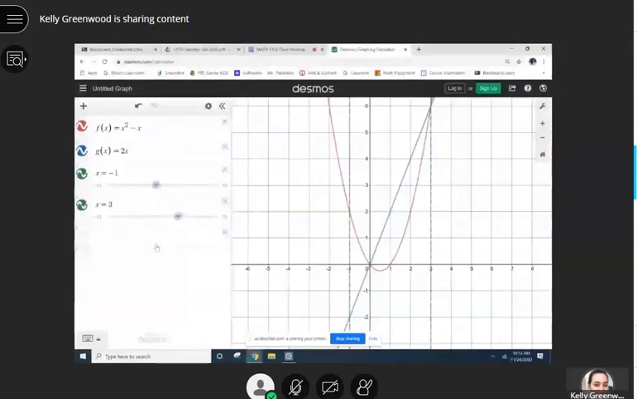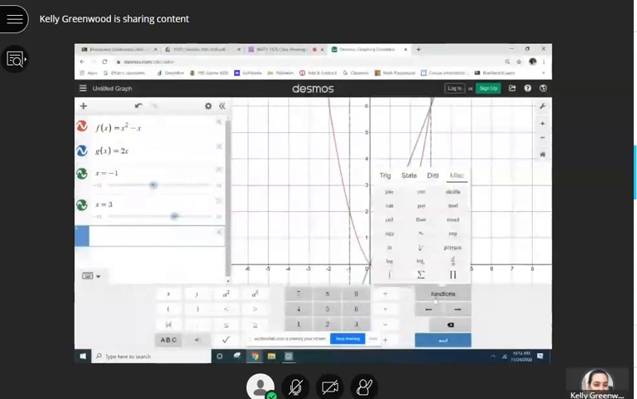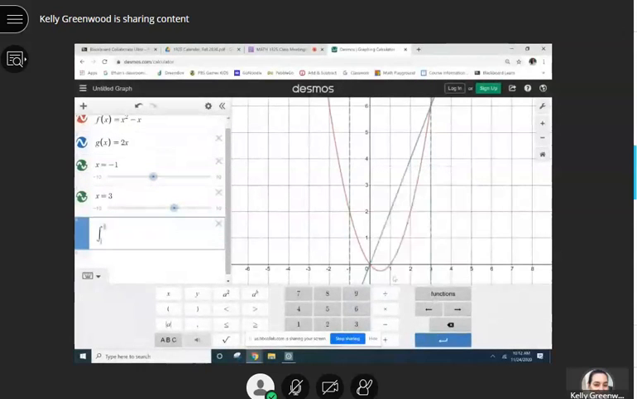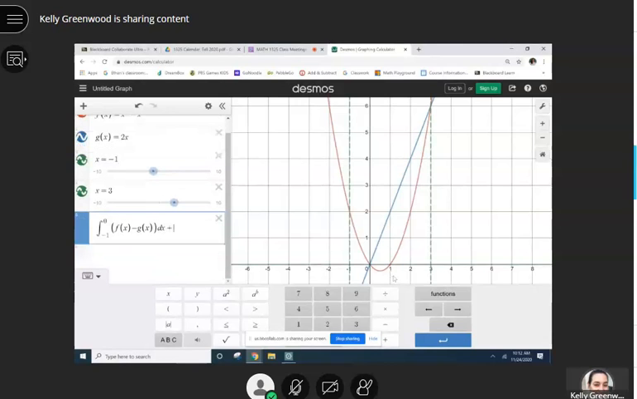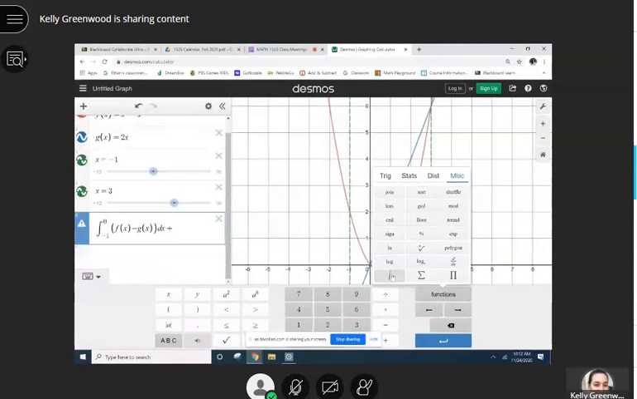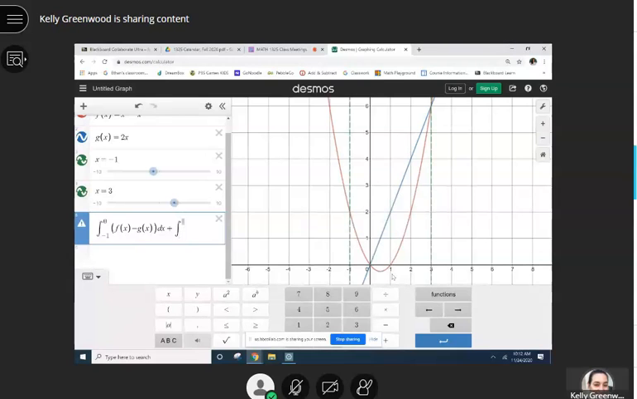I can just see that from my graph. So my first integral is going to go from -1 to 0, and in that one, the parabola f was on top of the linear g. Then I'm going to add another integral from 0 all the way to 3. And in this one, the linear g was on top of the quadratic f. When you add them all together, you get 6.3.